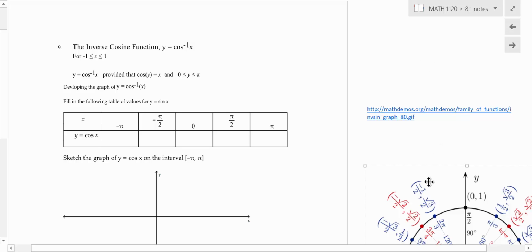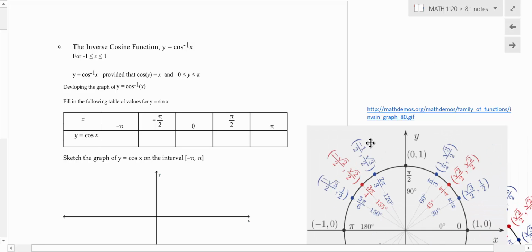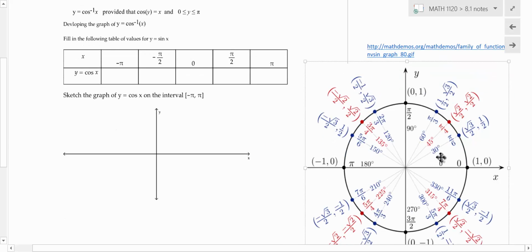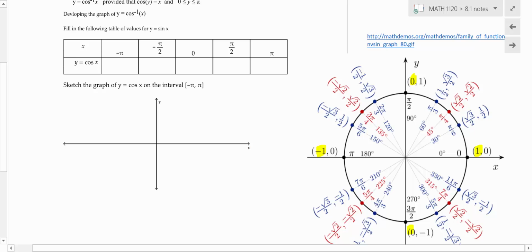Okay, now what we're going to do on the next page is work with the cosine, the inverse cosine. So we're just going to go through the same thought process. First thing we're going to do is just do the cosine real quick, and hopefully you've already got this memorized. If you're looking at a cosine on the unit circle, you're looking at the x value, of course, right? So let's just fill out the table. We're just doing a cosine to start with.